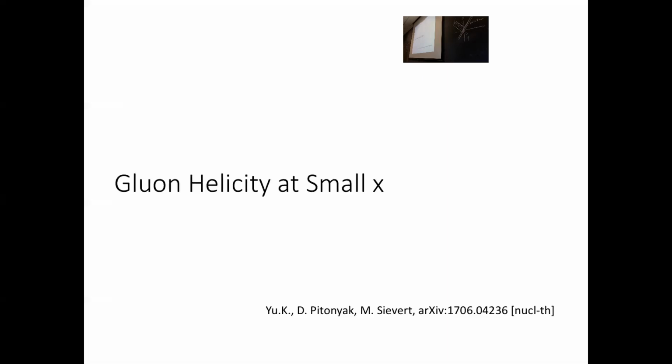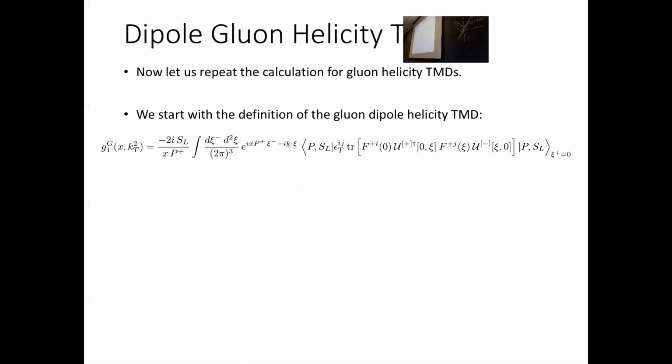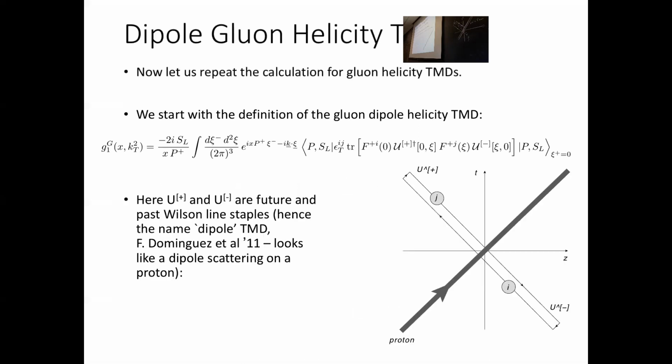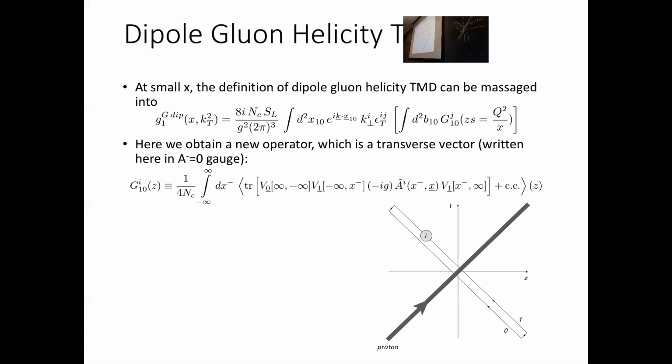Anyway, this is all repetitive. Gluon helicity, the story is the same, and I'm not going to go into too many details. You start with the operator. The operator, of course, is different: F^{+i}, F^{+j}, anti-symmetrized with Wilson lines. We took the dipole definition of gluon helicity TMD. So our staples go to plus infinity and minus infinity, and this i and j are insertions of F^{+i} and F^{+j}, and this is the proton. This picture is very similar to the one on the board just now, but for the gluon. Again, you massage it at small x, and we thought we would get the same operator as this polarized V_1 that I had before, but no, we get something different.